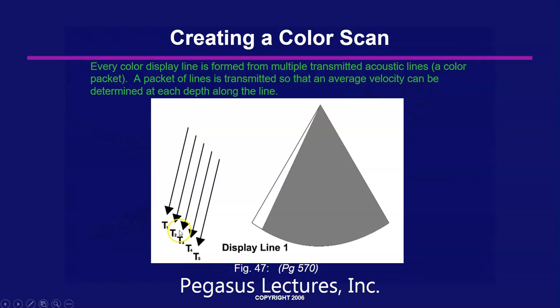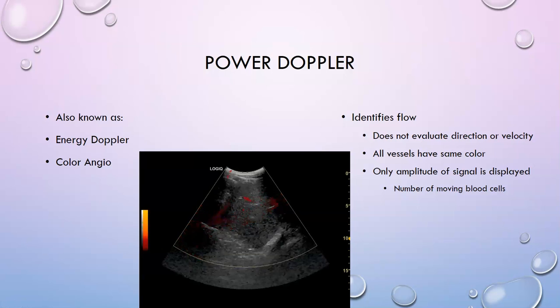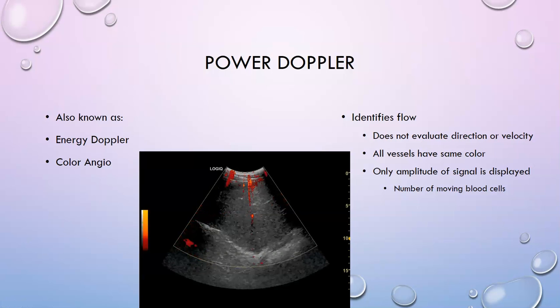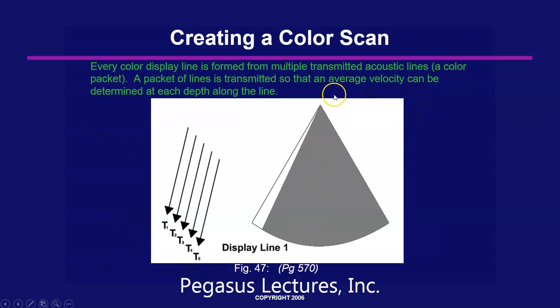And so if we look at how it works, each line that is formed in color comes from multiple acoustic lines of information. So when you turn your packet size up to 24, guess what? You're sending out 24 pulses for each line of your color display. That's a lot of information.